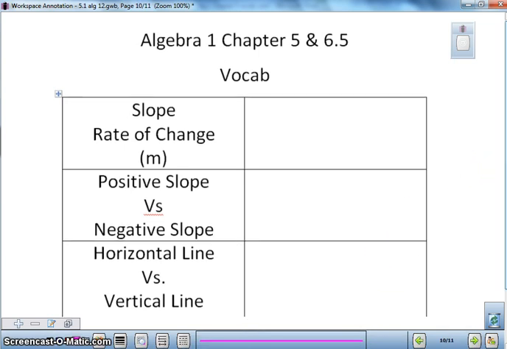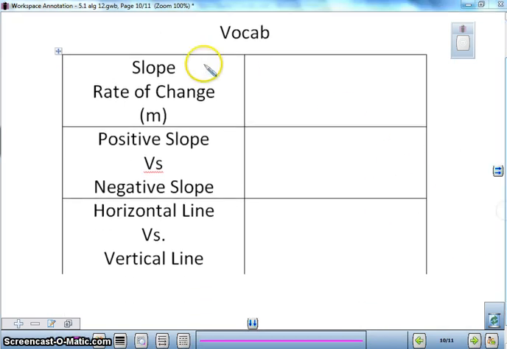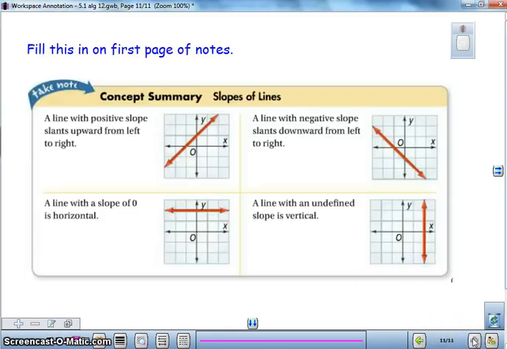At this point, your notes, the vocab should be filled in: rate, slope, or rate of change. You can use this next picture to put in your horizontal, vertical, positive, and negative slopes. So make sure you add this to that first page of notes, and hopefully this lesson will go well, and we'll be working on it in class.